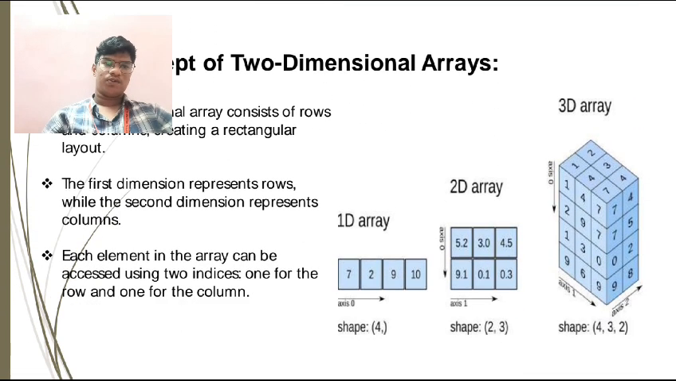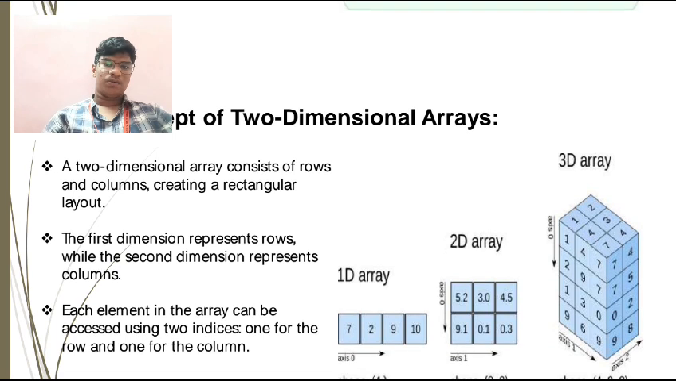Basic concepts of two-dimensional arrays. A two-dimensional array consists of rows and columns, creating a rectangular layout. The first dimension represents rows, while the second dimension represents columns. Each element in the array can be accessed using two indices, one for the row and one for the column.